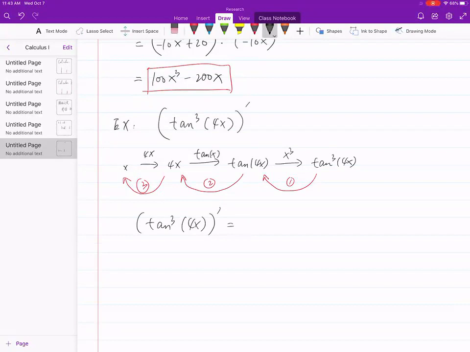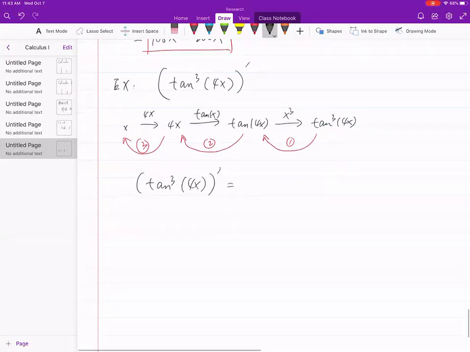All right. We have three functions. A quick assessment, you should have this type of diagram, which tells you you first went from x to 4x. Then you put a tangent on that, you get tangent 4x. And then you cube the whole thing after you get the tangent 4x. That's the right order. Then you know when you try to take the derivative, you actually should go backwards.